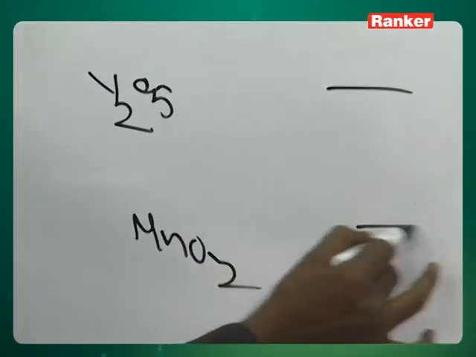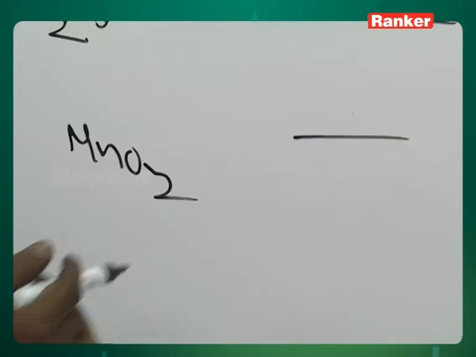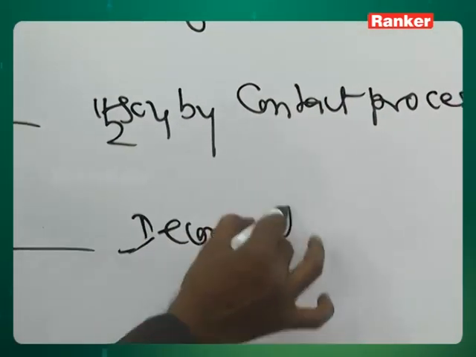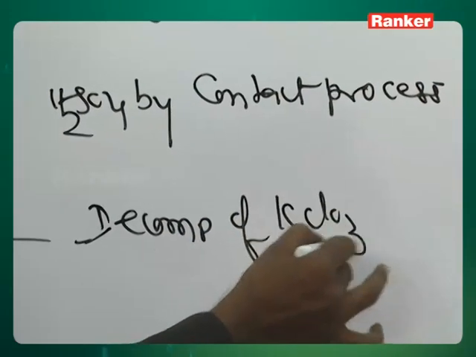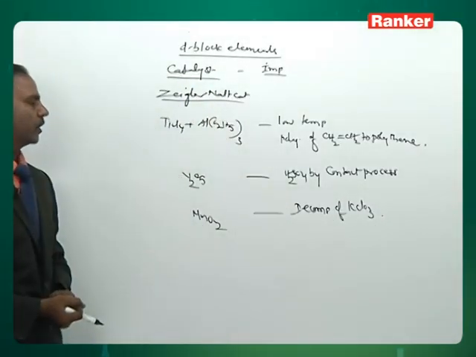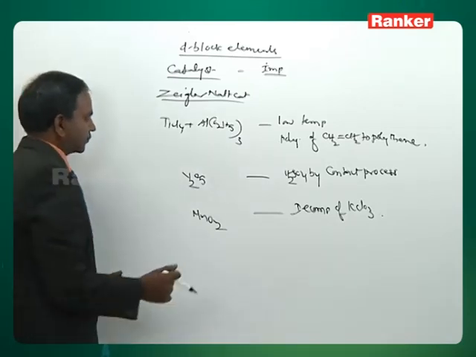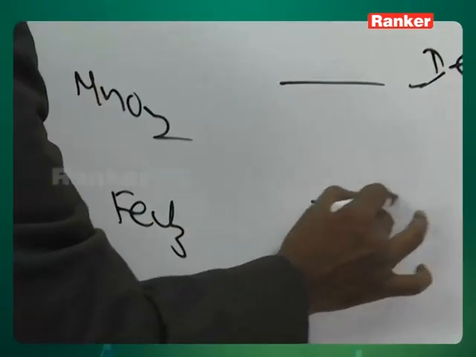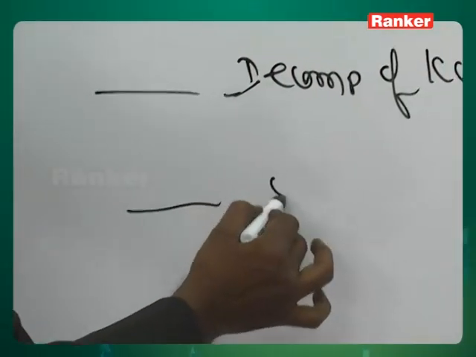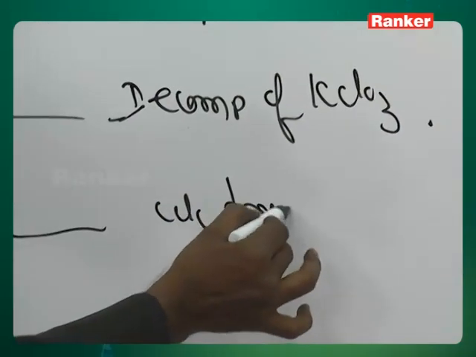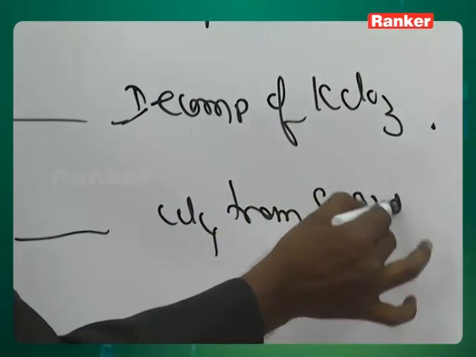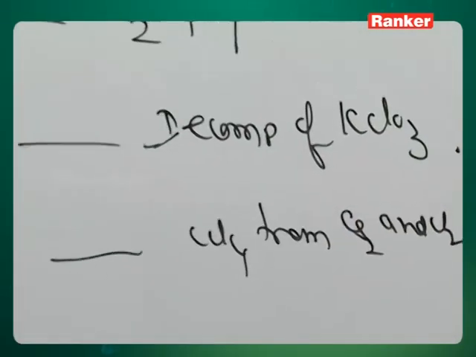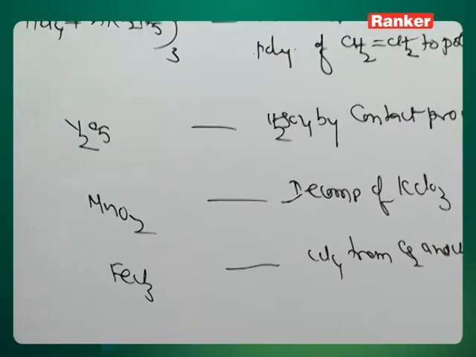MnO2 is the catalyst used for the decomposition of KClO3 for the preparation of oxygen. Now you consider FeCl3. FeCl3 is used for the manufacture of CCl4 from CS2 and Cl2. These are some important catalysts and their commercial importance.